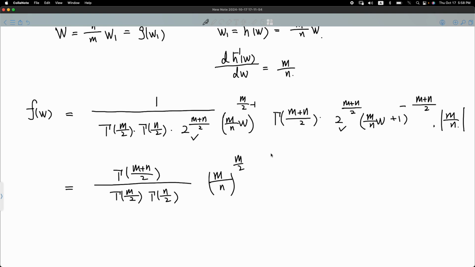And then the rest is just w raised to the power of -(m plus n) over 2, and then m over n w plus 1, raised to the power of -(m plus n) over 2.